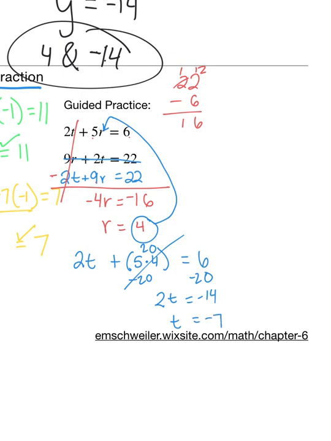Okay, in alphabetical order, A, B, C, D, F, G, H, I, J, K, L, M, N, O, P, Q, R, S, T. So R comes first in the alphabet, and then T comes after R in the alphabet. So that would be your final answer.